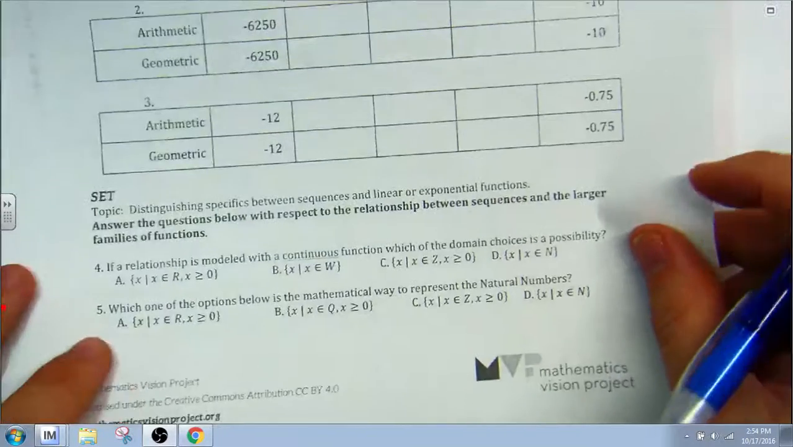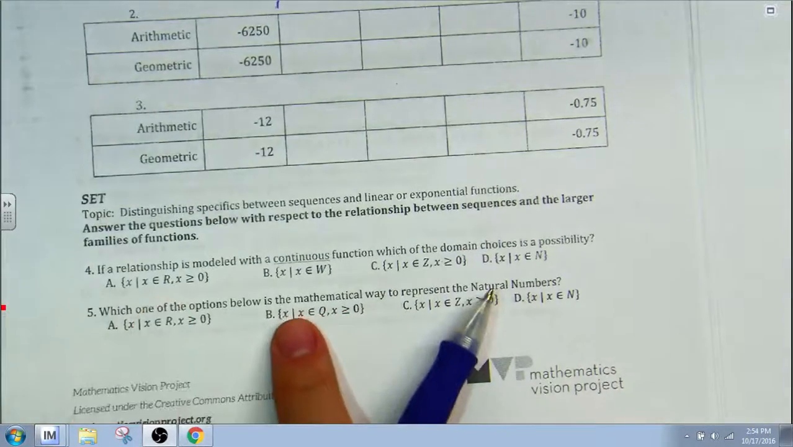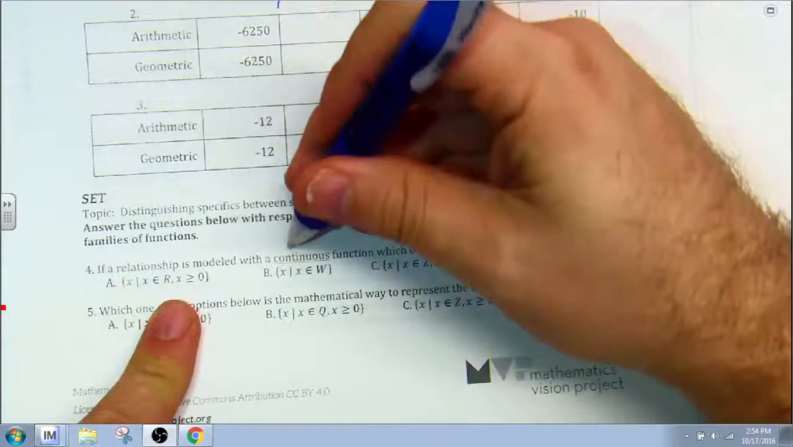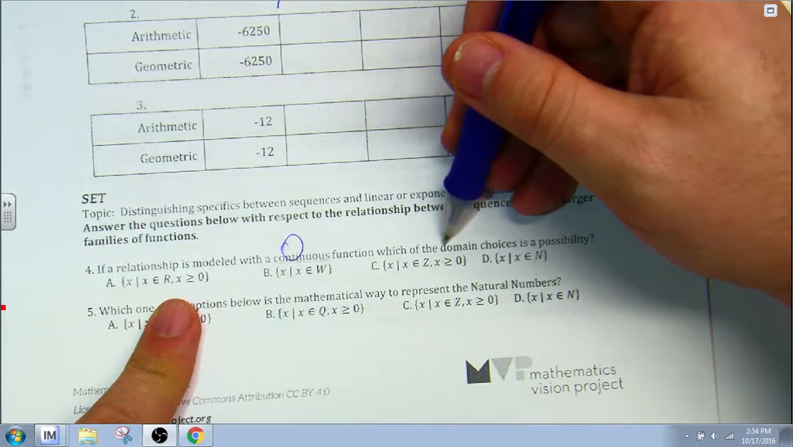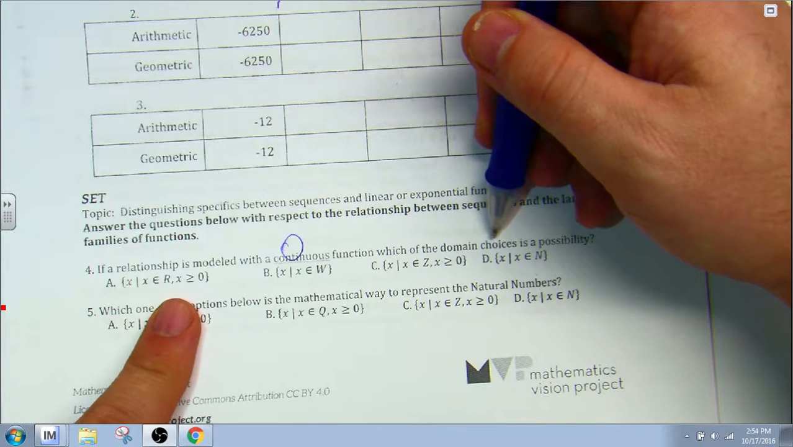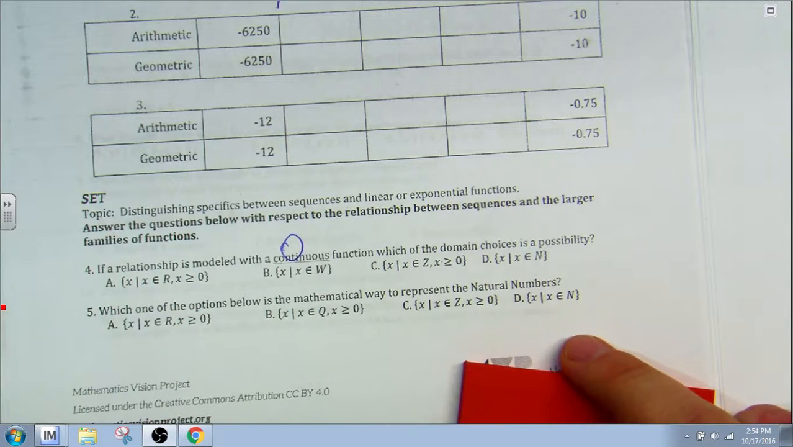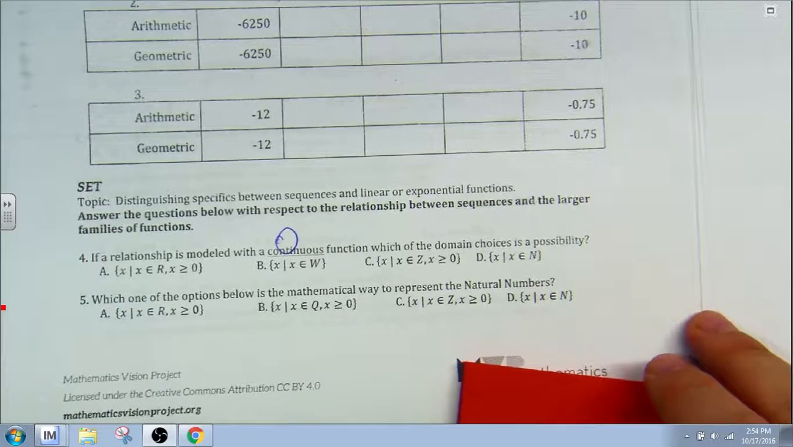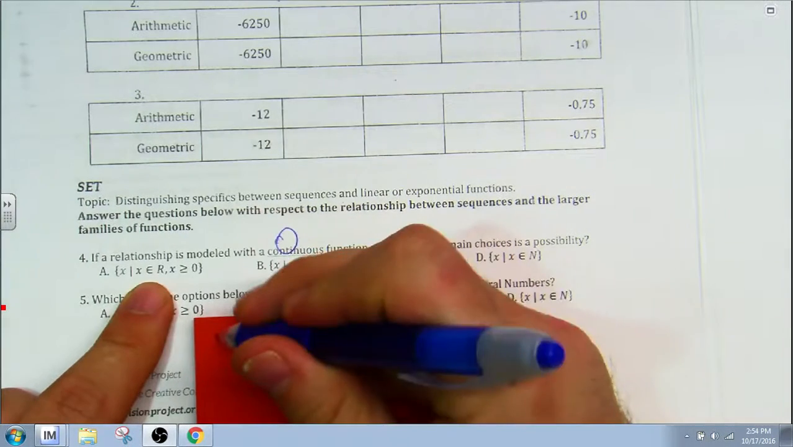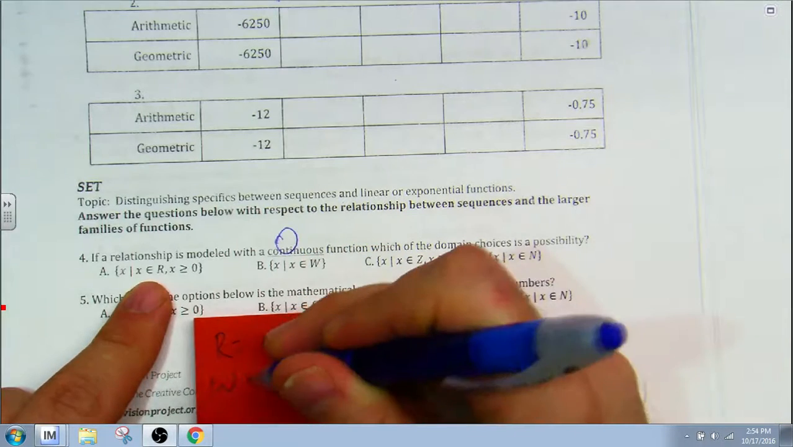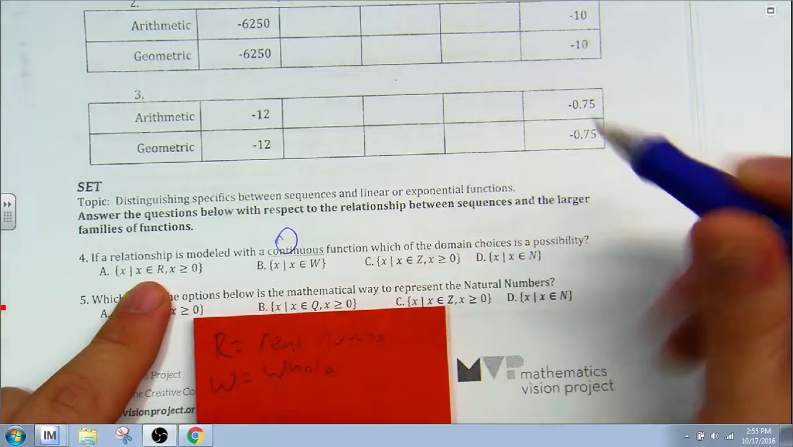When we look at here, we're asking about different types of numbers again. So we're going to distinguish specifically between linear or exponential functions. If a relationship is modeled with continuous functions, which of the domain choices is a possibility? Now I kind of went over this, but I want to make sure we have everything. R means real numbers. W means whole numbers, etc.